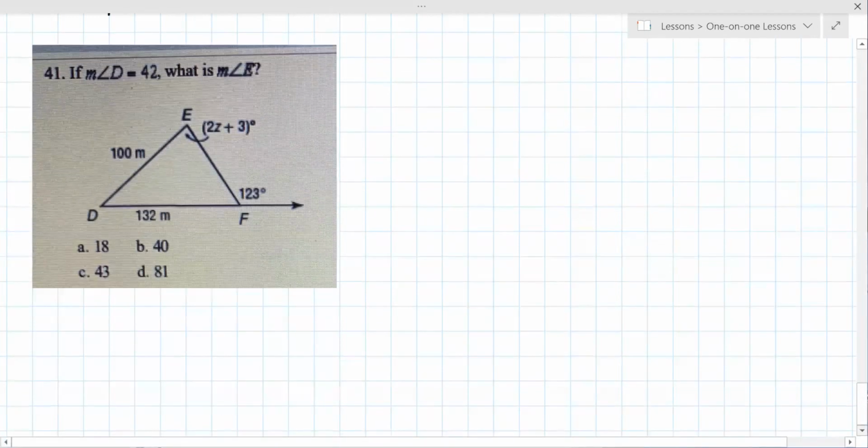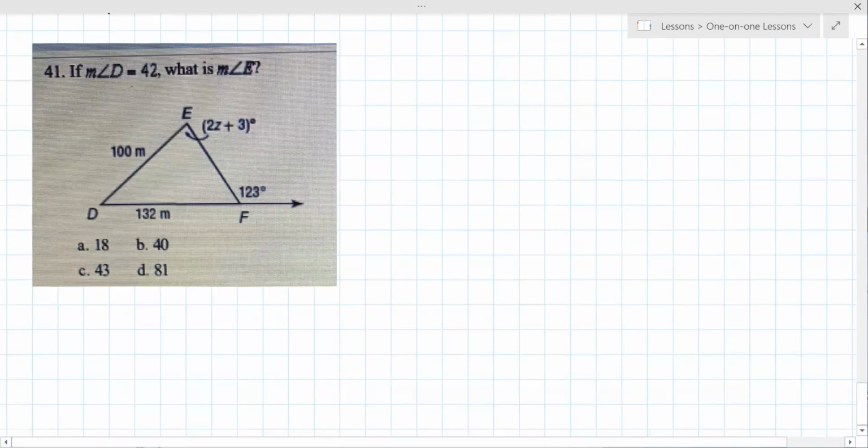All right, moving on to 41. If the measure of angle D is 42, that's this one right here, so we'll say 42 degrees. What is the measure of angle E? So there's the measure of angle E, right there. There's this theorem, and I don't know if we've covered it, but this 123 equals the sum of the other two angles. So it's going to equal this 42 plus 2z plus 3.